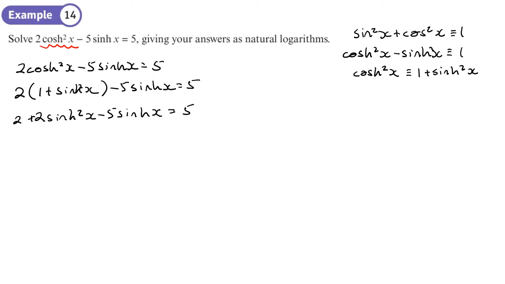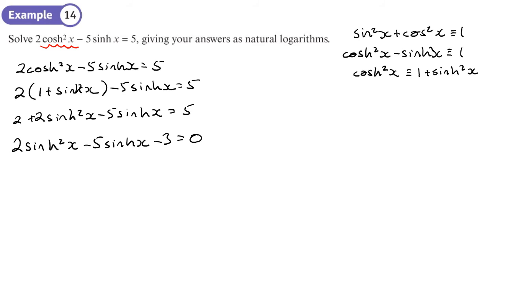Let's make it look more like a quadratic. So we'll have 2 sinh squared x, then we'll have minus 5 sinh x. Now we've got 2 and we're taking away 5, minus 3 equals 0. Okay, now we could try to factorize it. So we can try, or we could just go straight to the quadratic equation actually and get solutions.